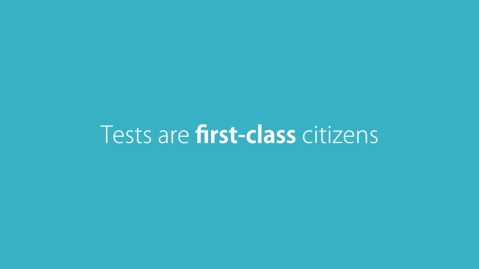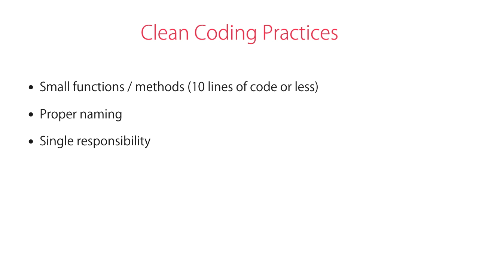The first thing you need to know is that tests are first-class citizens. So all the practices you have learned about writing clean and maintainable code apply to your tests as well. So here are some examples. Your functions or methods should be small, preferably less than 10 lines of code. They should have proper names and they should have a single responsibility. The same principles apply to your test code. So each test should be less than 10 lines of code. It should have a proper name that perfectly describes what it's doing, and it should have a single responsibility. It should test only one thing.